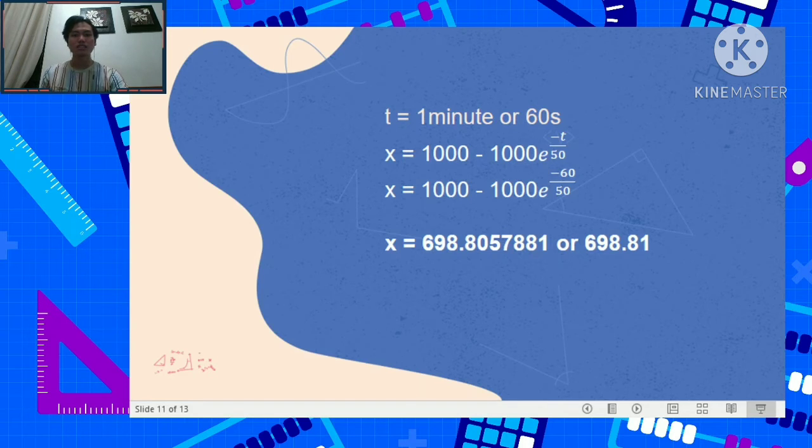Then if t is equal to 1 minute or 60 seconds, we will just substitute it to the base formula. We will have x is equal to 1000 minus 1000 e to the power of negative 60 over 50. And compute it on the calculator. We will have x is equal to 698.8057881, or if we round off, we will have 698.81.